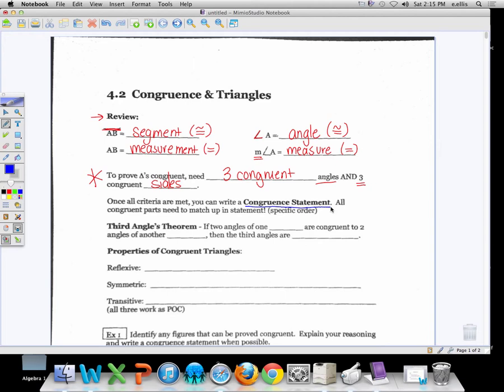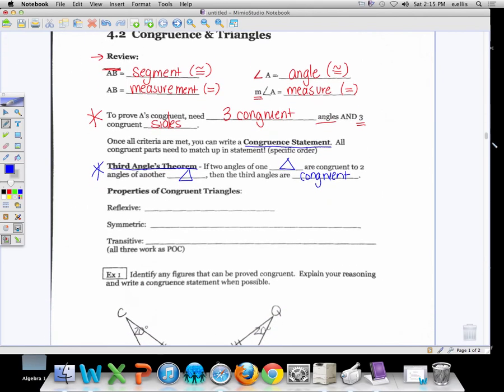We have one new little theorem today, which is the third angles theorem. If 2 angles of one triangle are congruent to 2 angles of another triangle, then the third angles will be congruent. You don't actually have to prove them. So if you've got 2 given, the third angle pair will match up.